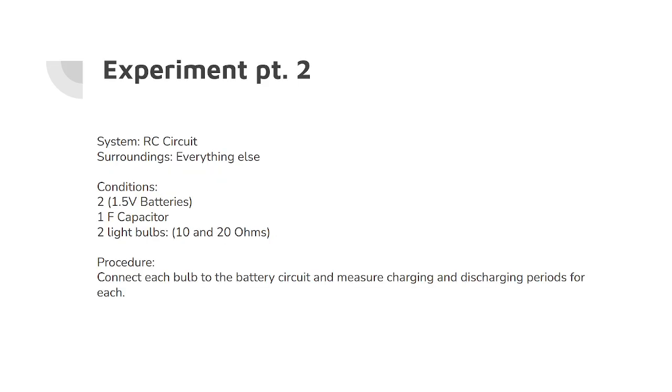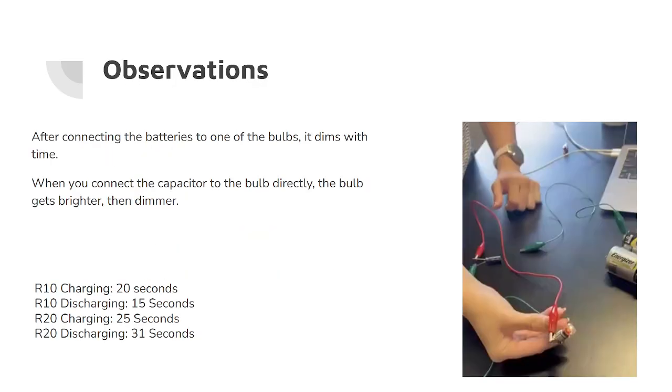In the second part of the experiment, we made an RC circuit where the surroundings were everything else. We used the same batteries. We used a capacitor and two light bulbs, one of 10 ohms and the other of 20. We connected each bulb to the battery circuit and measured the charging and discharging periods for each. After connecting the batteries to one of the bulbs, it dims with time. When you connect the capacitor to the bulb directly, the bulb gets brighter and then dimmer.